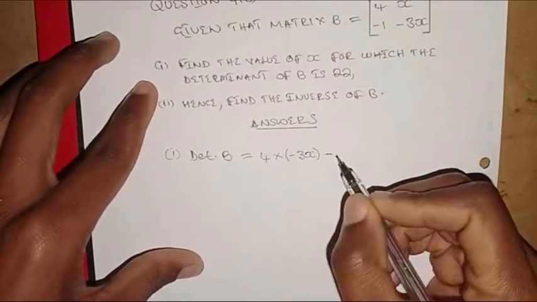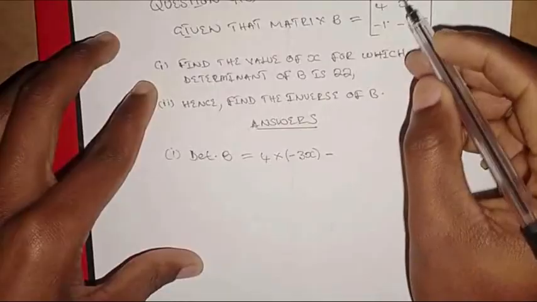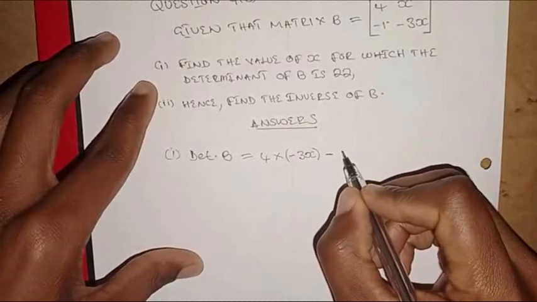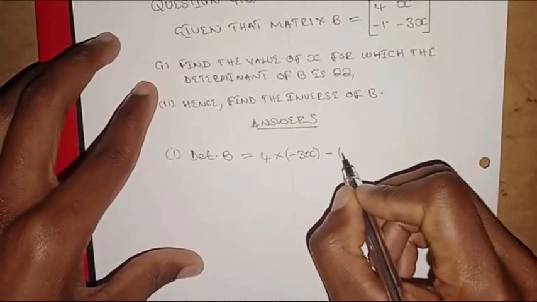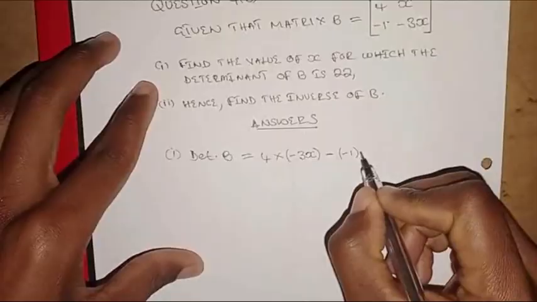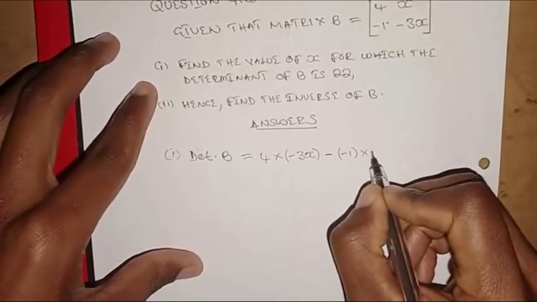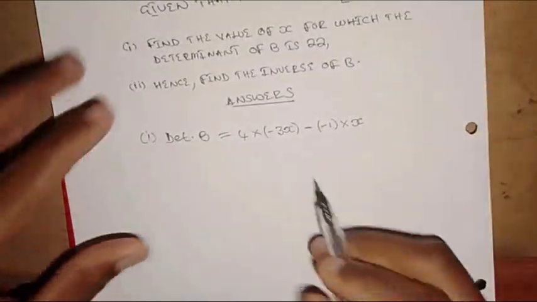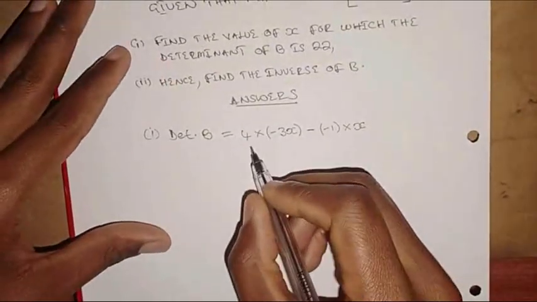So the trailing diagonal is negative 1 and x. So we say negative 1 multiplied by x. So that's how we get to find the determinant. Hopefully you are following along.